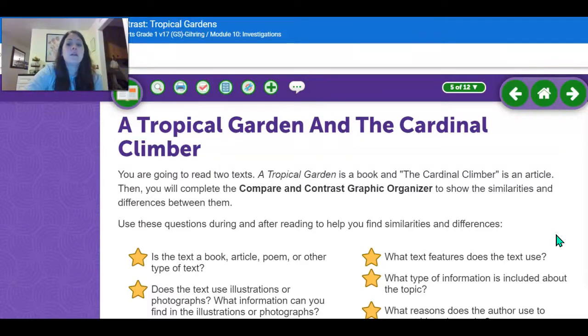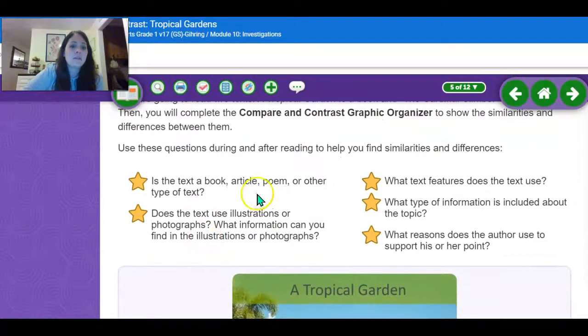And the other one, The Cardinal Climber, is an article. So then after that, we're going to complete a graphic organizer together to look at similarities and differences between them. So here are some questions to help us think as we read.